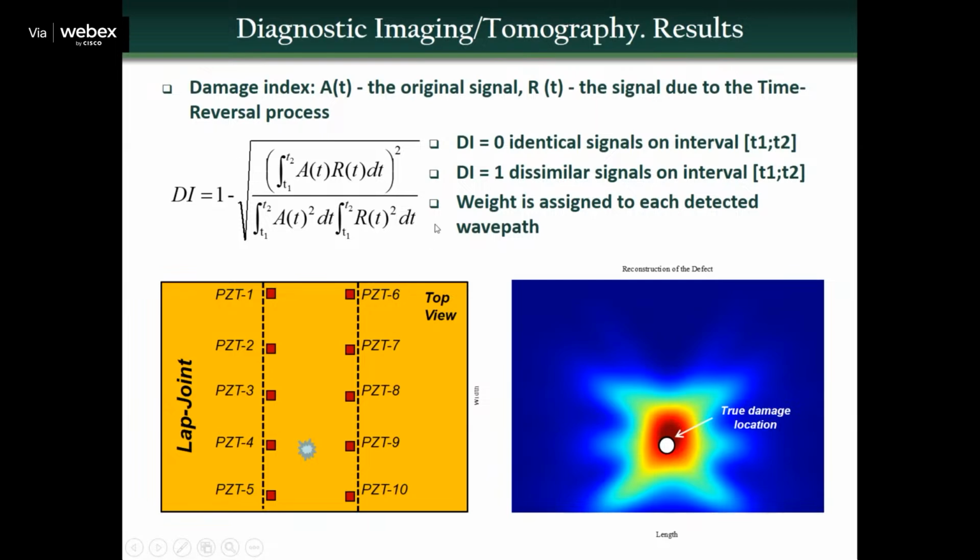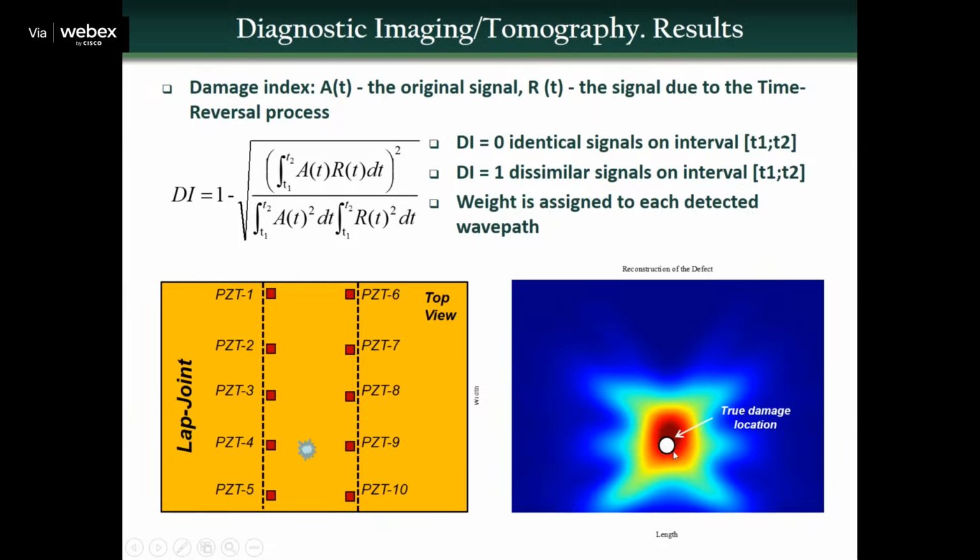Of course, you can have different ways of looking at it. You don't really need to normalize it. You can look at the actual physical meaning of it to get the damage images, but this is just one way to look at it. And you also need to assign weights to each detected wave path based on the configuration of the sensors, and the statistical reconstruction will tell you where the damage is with the highest probability here.